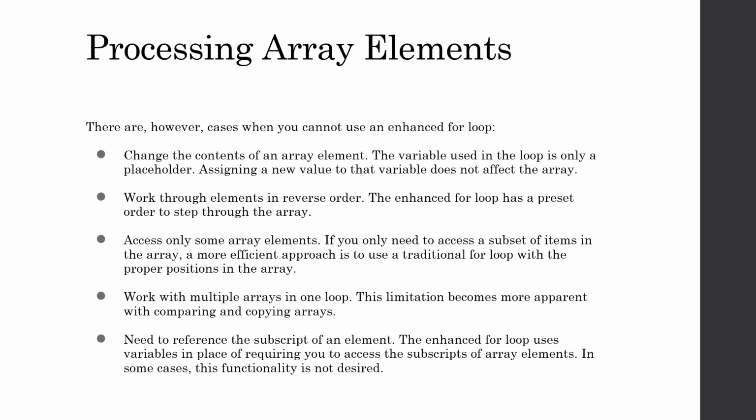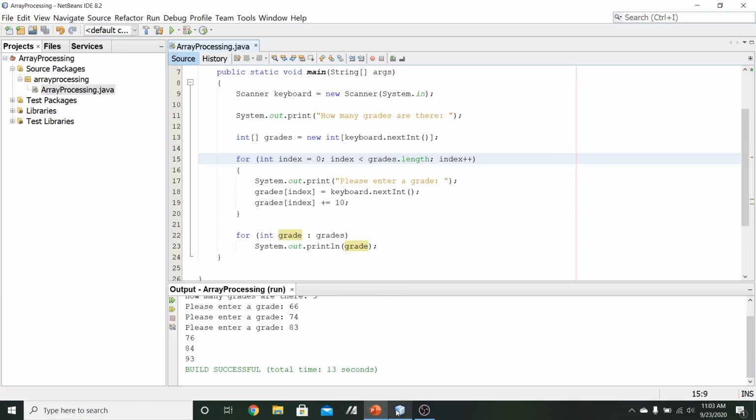In the first case, anytime that you want to change the contents of an array element, you cannot use an enhanced for loop. The variable used in the loop is only a placeholder, so assigning a new value to that variable does not affect the array. So if you were to take, say, this portion that you have right here, assuming that you have this grade right here and you try to assign something to it, assigning something to this variable will not directly affect the array itself. It only affects this placeholder that you're using for it.